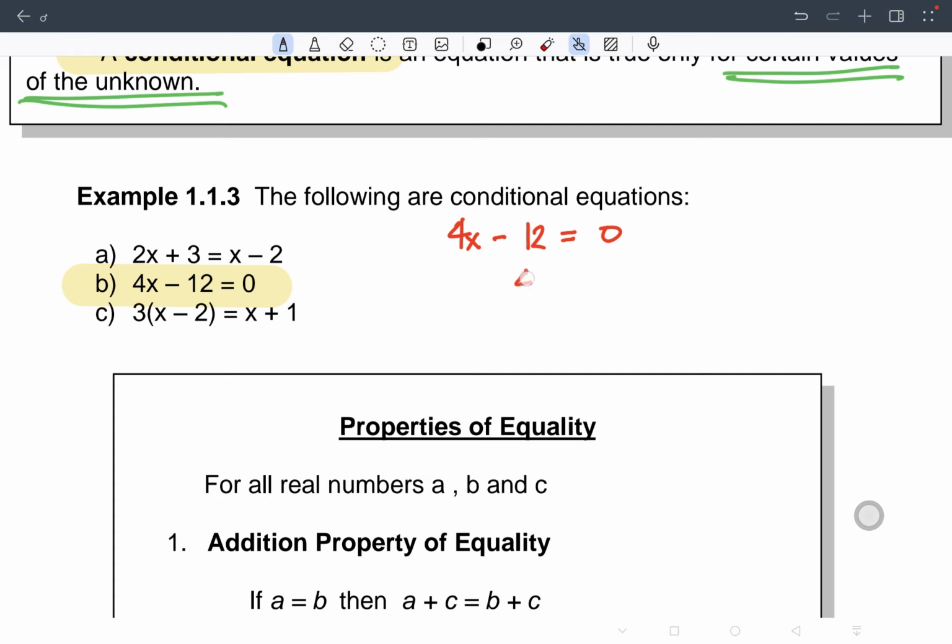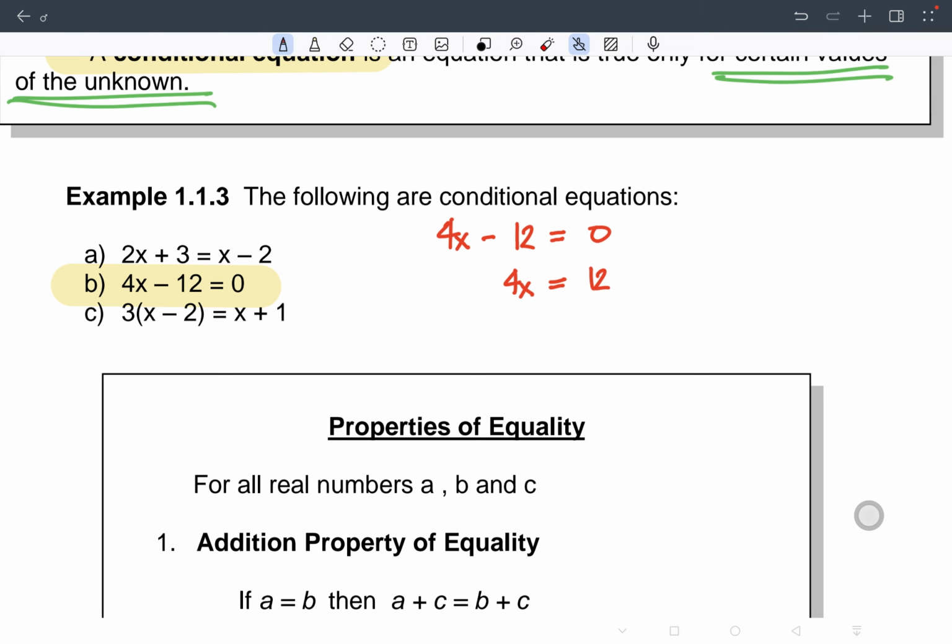Ang matitira sa kaliwa ay 4x. Dito naman, yung negative 12, pag nilipat mo sa kabila, magiging 12 na lang. Magiging positive 12 na. And then, to remove 4 from the variable x, we divide 4. We also divide 4 on the other side of the equation. Dividing 4, matitira na lang sa left side ay x, and 12 divided by 4 is 3. Therefore, x is equal to 3.